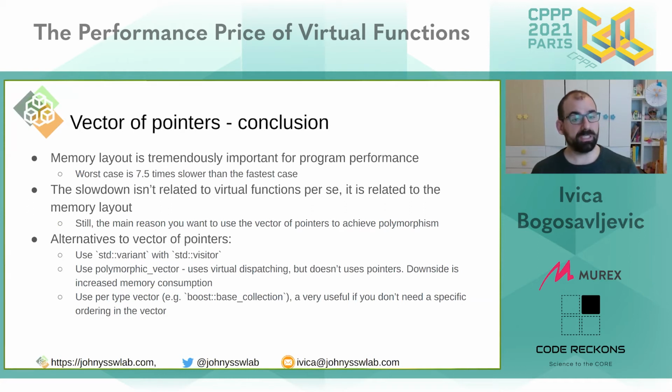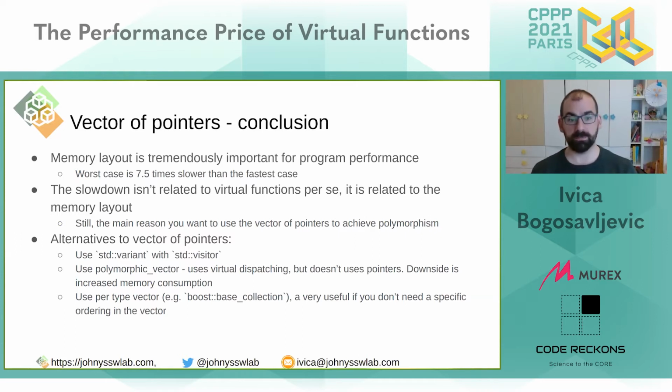But the question is, why would you want to use a vector of pointers? You want to use a vector of pointers to achieve polymorphism. So this is the main reason. And if you want to have polymorphism, that means you will have to use a vector of pointers, and the worst case can be really bad.